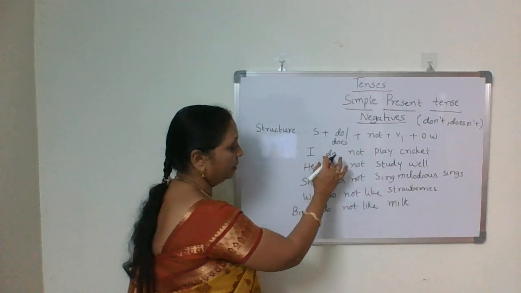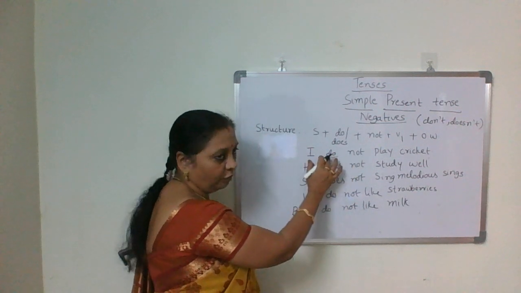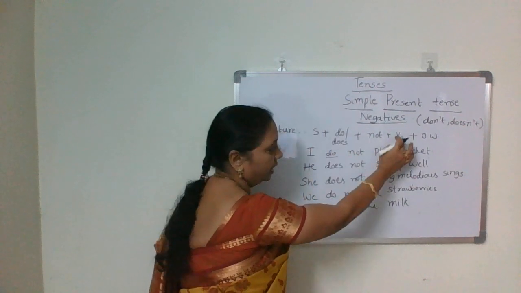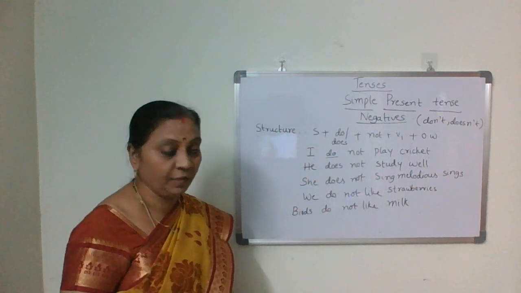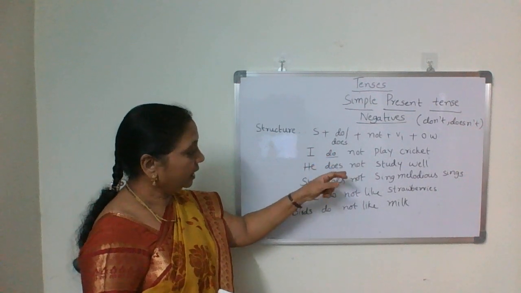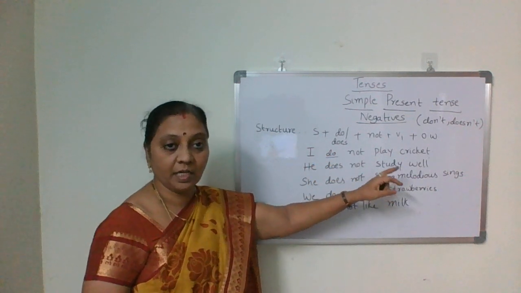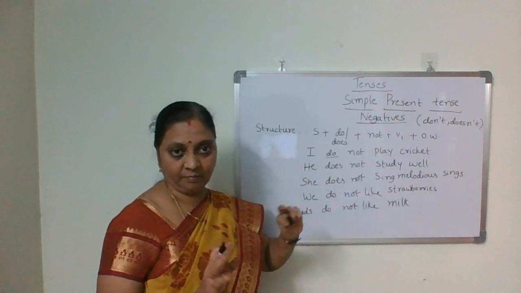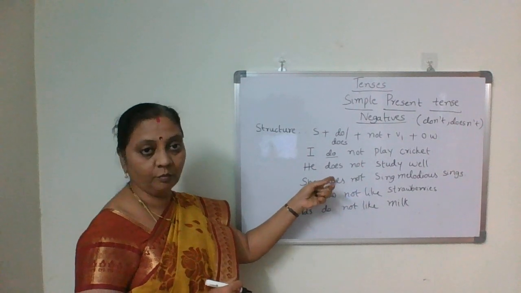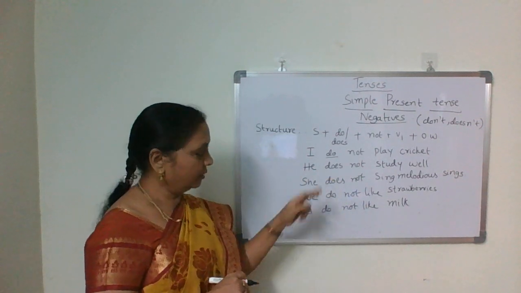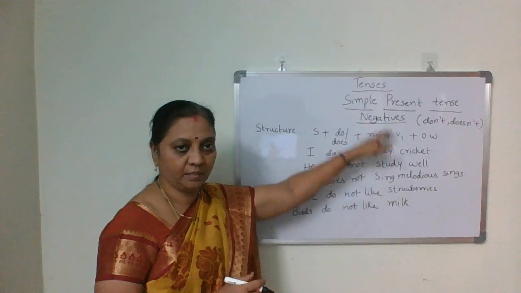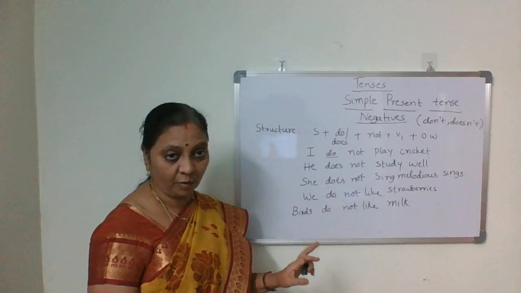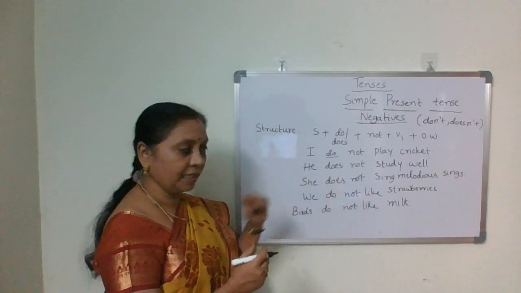After this, you have to remember: first you have to write the do form based on the subject, then not, then compulsorily you have to use only V1. You should not say, for example in this case, "he does not study well" as "he does not studies well." Okay, you have already added es for the do form itself, isn't it? So no need to change this. Here you should use only the base form or V1 form. You should not write something else here.